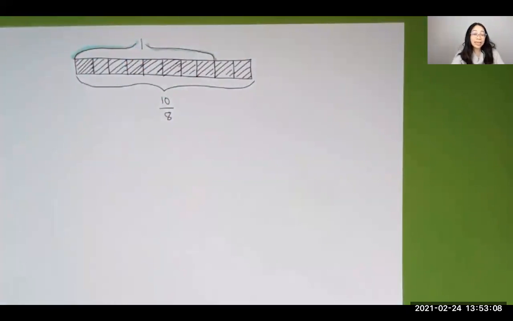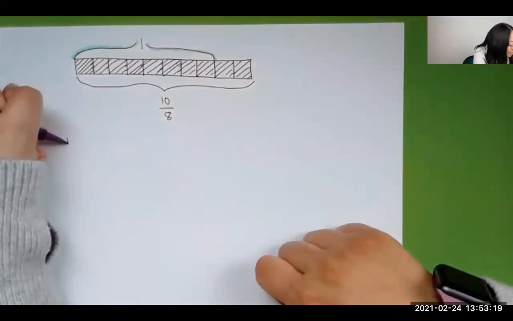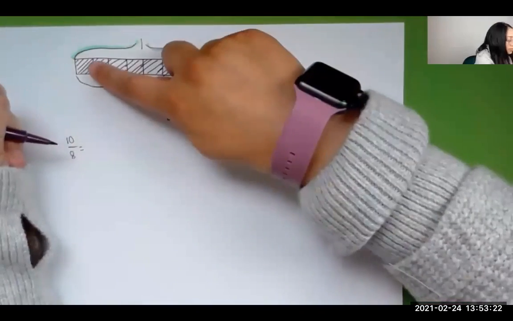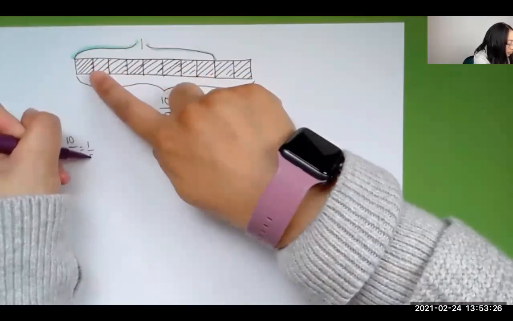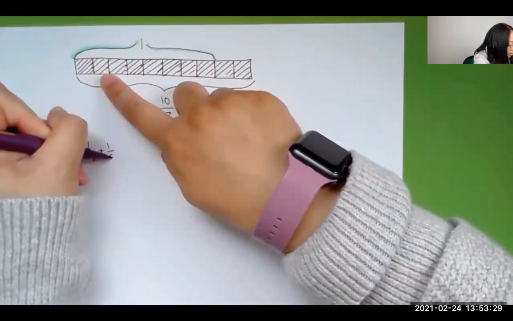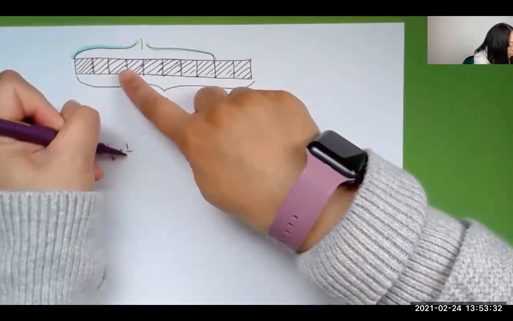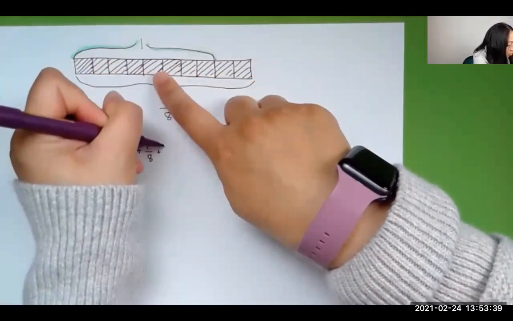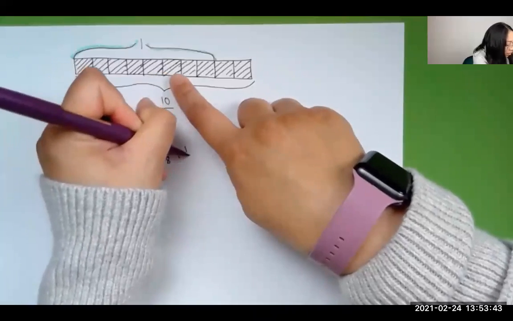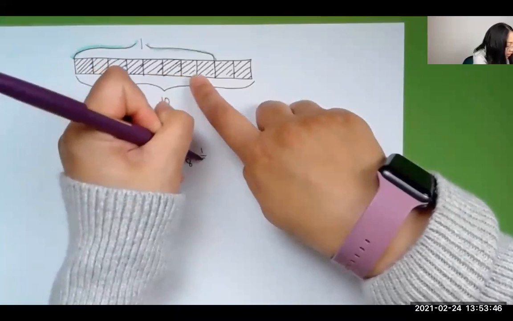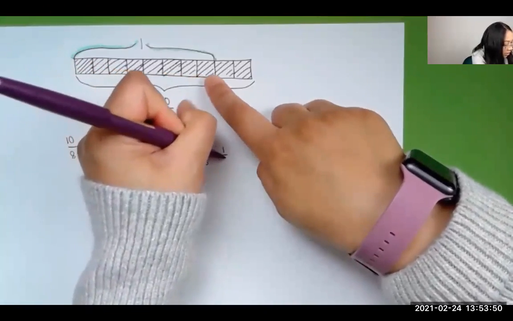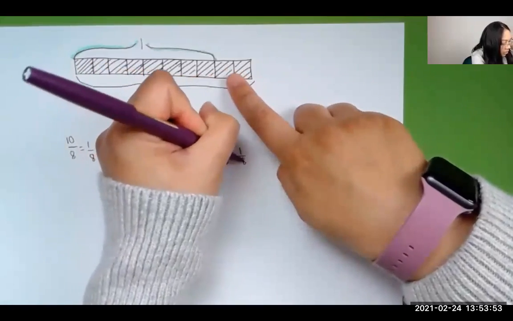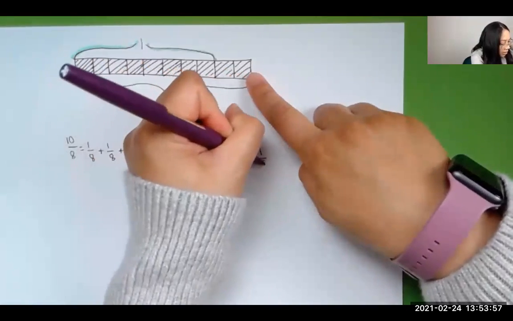We're going to say this now as an addition sentence. Please follow my fingers so we can keep track of the number of units as we say them. 10/8 equals 1/8 plus 1/8 plus 1/8 plus 1/8 plus 1/8 plus 1/8 plus 1/8 plus 1/8 plus 1/8 plus 1/8.